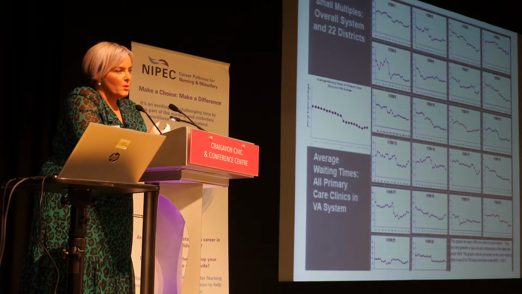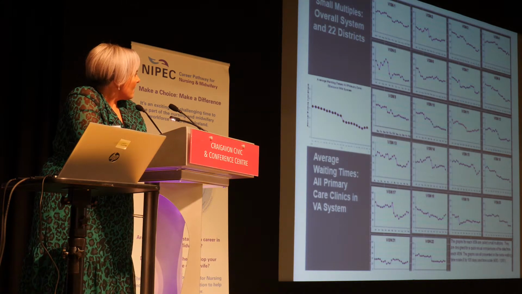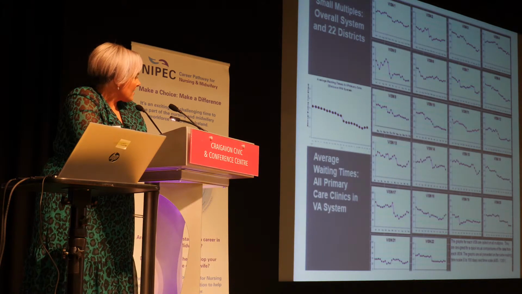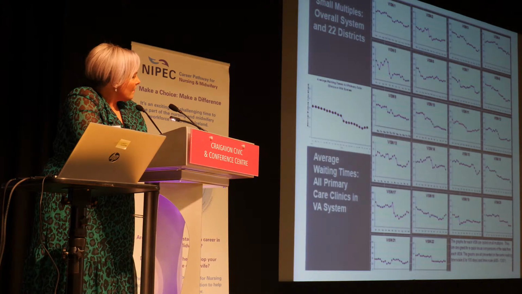Another way of showing the data, for people who are looking at board reports and 70-page reports and trying to understand the data, is to ask how can we make the data more succinct? So basically here we have our overall system and 22 districts for primary care systems. And you can see over on the left-hand side, you have one graph showing the overarching picture, and then the other 22 systems there.